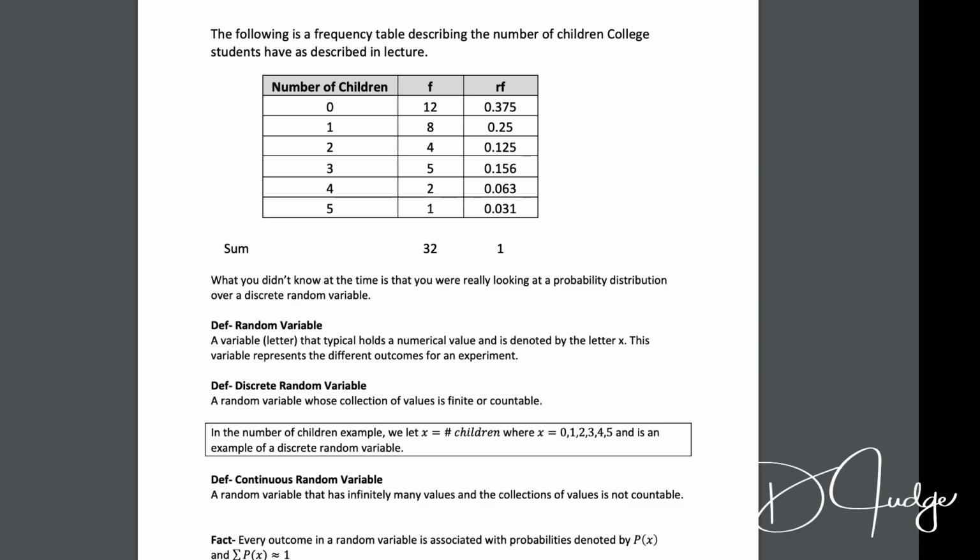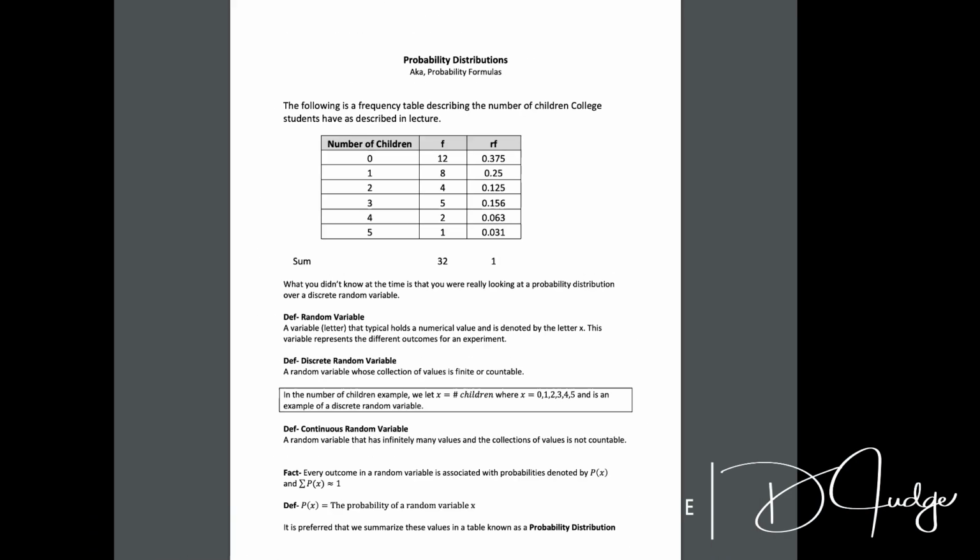So when you have children, we gathered this data and we created a frequency column. We created a relative frequency column. And so what you guys didn't really know at that time is you were really working with what's called a probability distribution here. Okay? That's what we were working with. But we have to define a couple of things here. So if you read all the way down here, here's what I'm going to say to you guys.